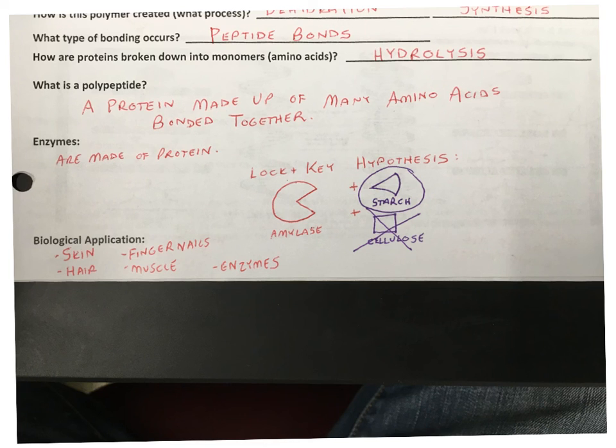amino acid complex, okay? And so what happens is it's looking for the starch that matches together with it. This starch, as you can see, would match up right here, but it wouldn't match up with something like cellulose. So that's why amylase is specific for starch, not for cellulose. And that's true of enzymes. The biological application of proteins: they're found in your skin, they're found in your hair, they're found in fingernails and muscle, and in enzymes.